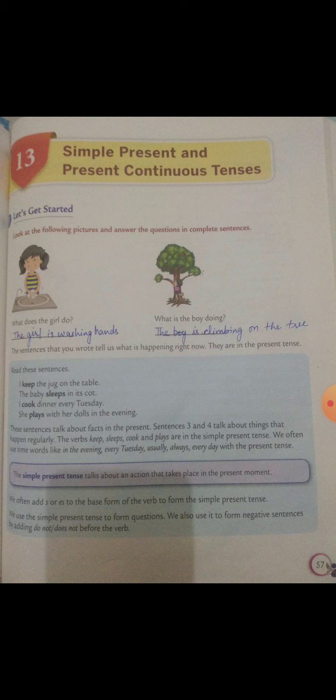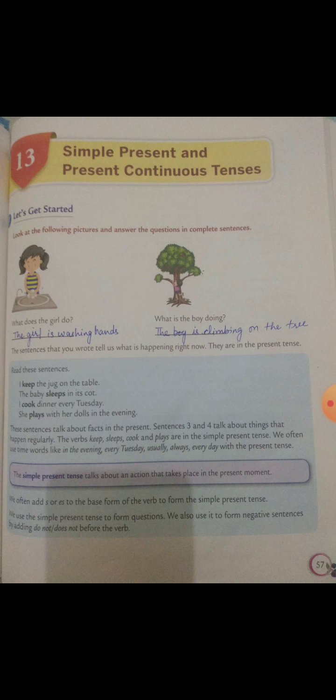Now read these sentences. I keep the jug on the table. The baby sleeps in its cot. I cook dinner every Tuesday. She plays with her dolls in the evening. Now, these sentences talk about facts in the present, which means these actions happen now. Nowadays these actions are happening. I keep the jug on the table. This is a fact, right? The baby sleeps in its cot. So it is also a fact that the baby sleeps in its cot. Nowadays also it is sleeping in its cot. So it is a fact. All this is in present tense.